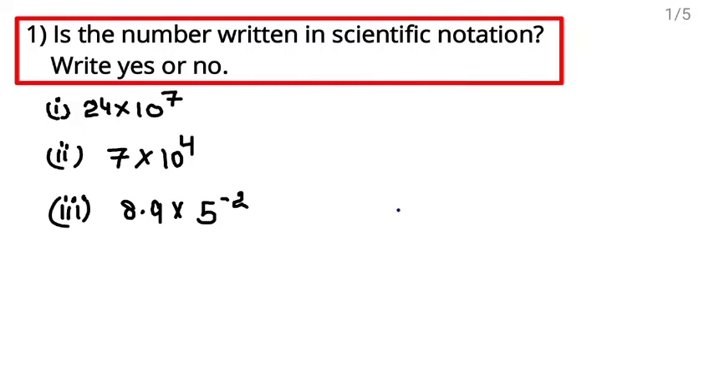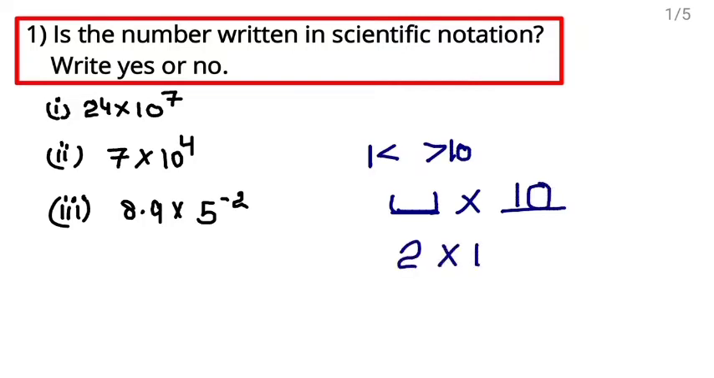Let's just recall it. In scientific notation, we write the number as a product of two numbers, in which one number is greater than 1 and less than 10. The first factor should be greater than 1 and less than 10, and the second should be a power of 10. Like 2 multiplied by 10 raised to the power 2. This is the scientific notation.